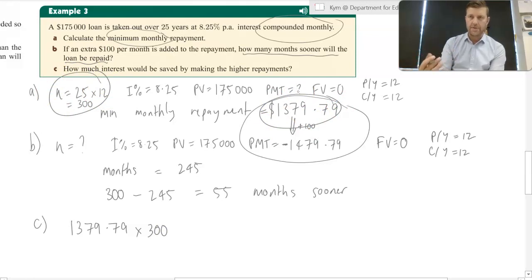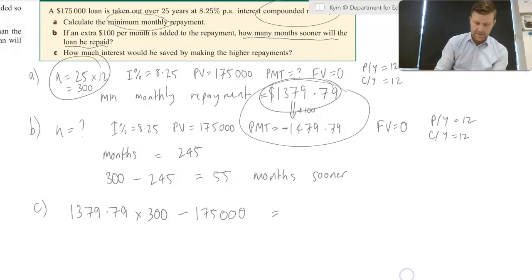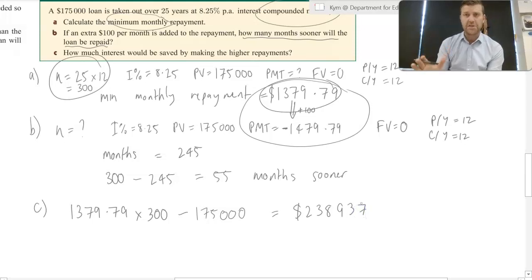Now, I've got the total amount of interest. It's that amount, take away the amount I borrowed, which was $175,000. And to save a little bit of time, I've already done that calculation. The answer to that is $238,937. That's how much interest you're paying based on that problem, and paying back the minimum amount per month.